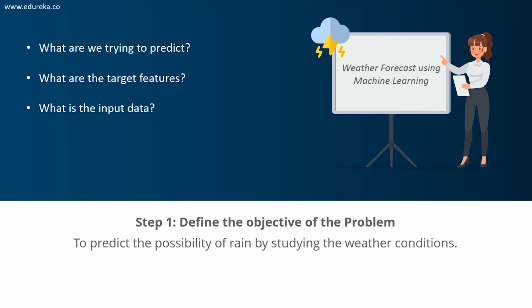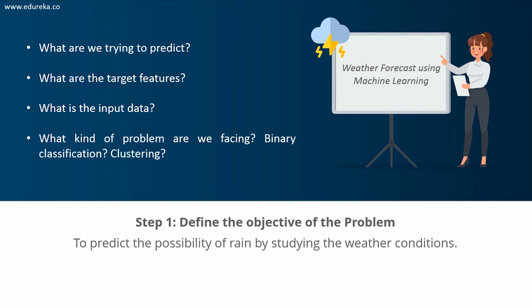Then you must also understand what kind of data you will need to solve this problem. Apart from that, you need to know what kind of problem you're facing. Is it a binary classification problem or is it a clustering problem? Now, if you don't know what classification and clustering is, don't worry, I'll be talking about all of these things in the upcoming slides. So your first step is to define the objective of your problem. You need to understand what exactly needs to be done here. How can you solve this problem?